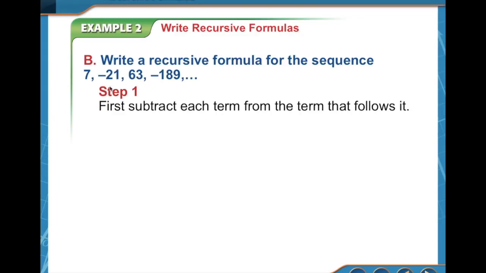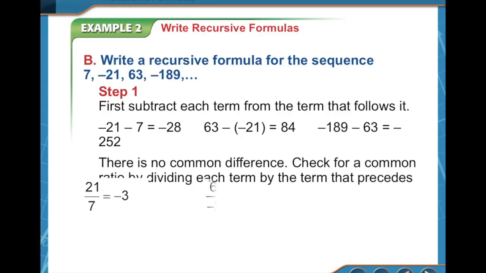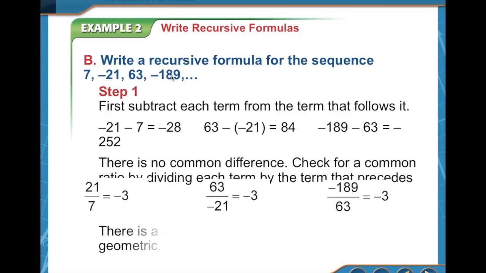So what would you need to multiply by to get it to be alternating like this? Well, 7 to 21 would be 3. 21 to 63 would be 3. And 63 to 189, you can check, would also be 3. So there's no common difference by adding, but if you were to divide each term by the previous one, you see the common ratio is negative 3 every time. So we're multiplying by negative 3 to get from one term to the next.